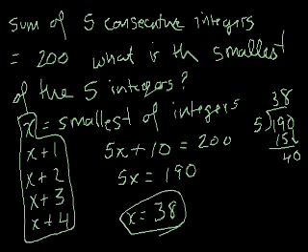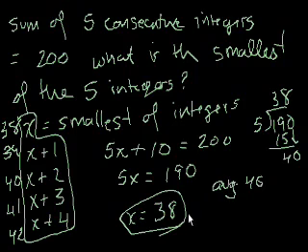Now, what if I were to ask you, what is the average of the 5 consecutive numbers? Well, now there's 2 ways of doing this. Now that we already know that x is 38, we know that the other numbers are going to be 38, 39, 40, 41, 42. Well, we could just average these numbers. We could just say 38 plus 39 plus 40 plus 41 plus 42. And I don't even have to do the math. We already know that they sum up to 200, and then we divide the sum by 5, because there are 5 numbers. So the average is 40.